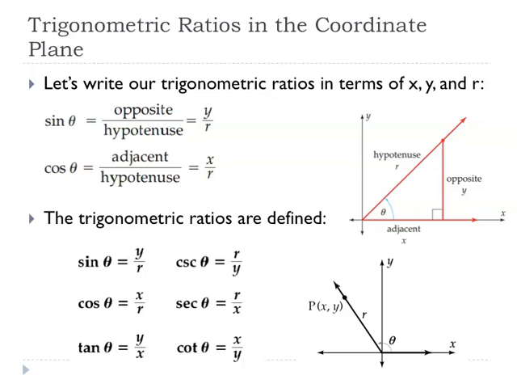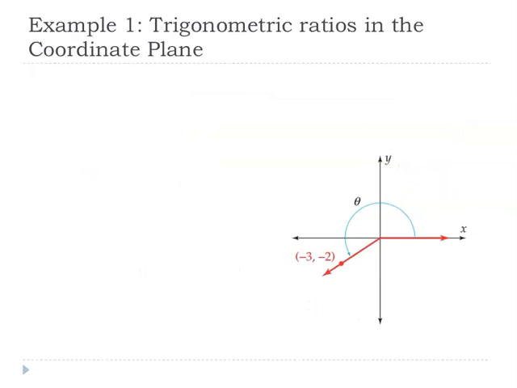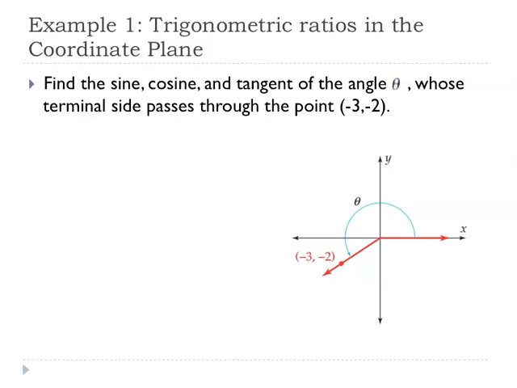So take a look at this first example. Find the sine, cosine, and tangent of the angle theta, whose terminal side passes through the point (-3, -2). Okay, so we can use those formulas that we just came up with. We know what x and y are, that's given to us. x is -3 and y is -2. And then we just need to figure out what r is equal to.